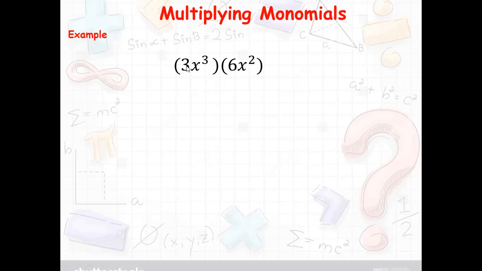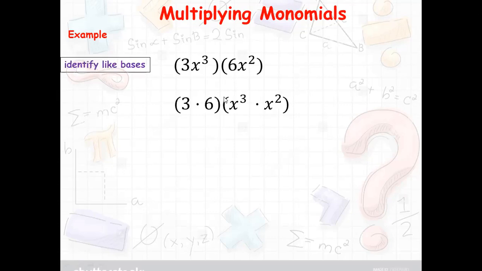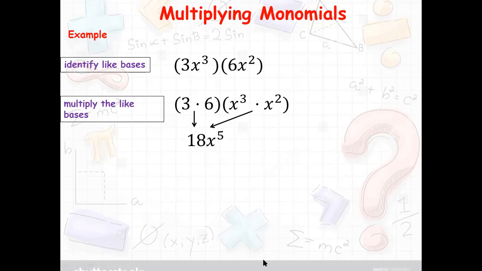So let's group them. I'm going to multiply the bases first, so 3 multiplied by 6. And then I have the variable with the exponents: x to the power of 3 multiplied by x to the power of 2. So 3 multiplied by 6 gives me 18. I write 18 first, and then x to the power of 3 multiplied by x to the power of 2 gives me x to the power of 5.